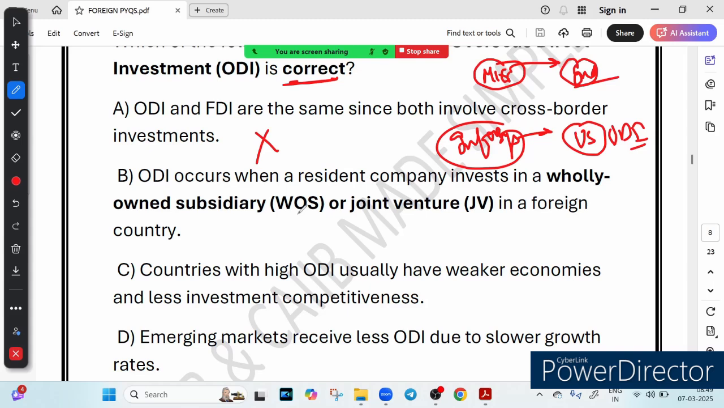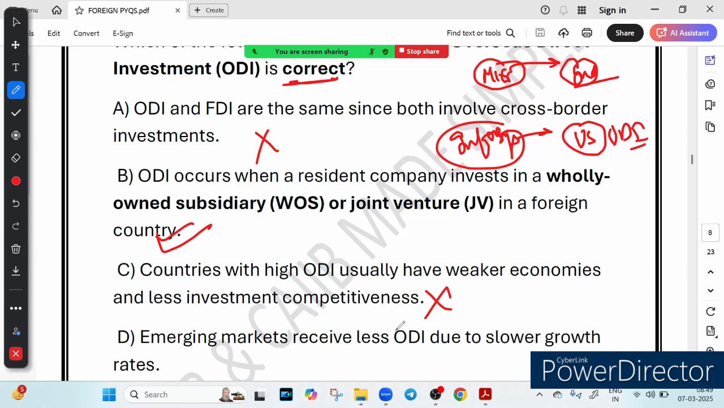venture in a foreign country. This option states that ODI occurs when a resident company invests in a WOS or JV in a foreign country. This is correct because ODI allows companies to expand their operations by setting up or investing in business abroad. Option number C, countries with high ODI usually have weaker economy and less investment competitiveness. This option claims that countries with high ODI have weaker economy. This is incorrect. A high level of ODI usually indicates a strong and competitive economy because it shows the company has the resources and confidence to invest abroad. This is wrong.